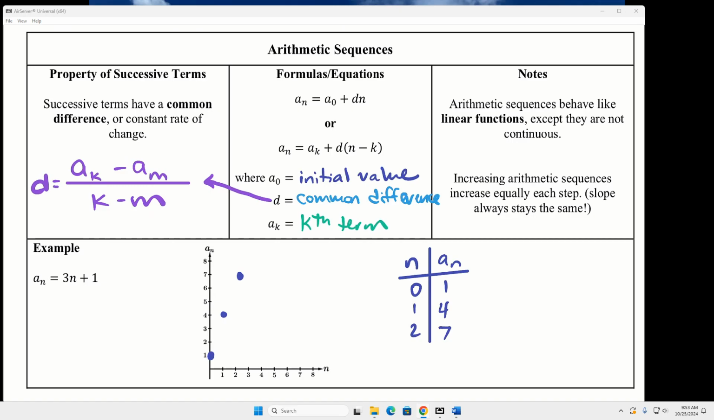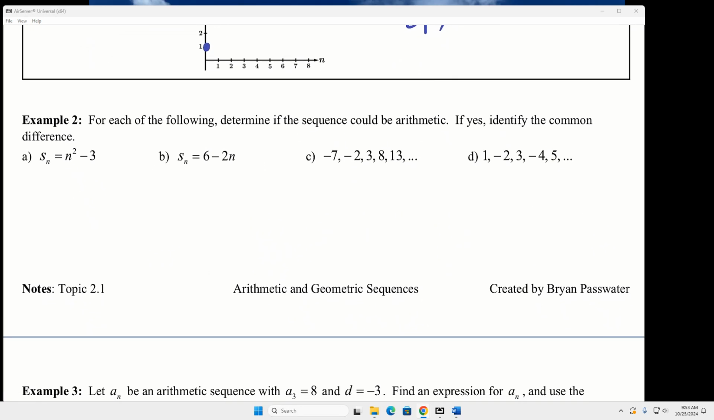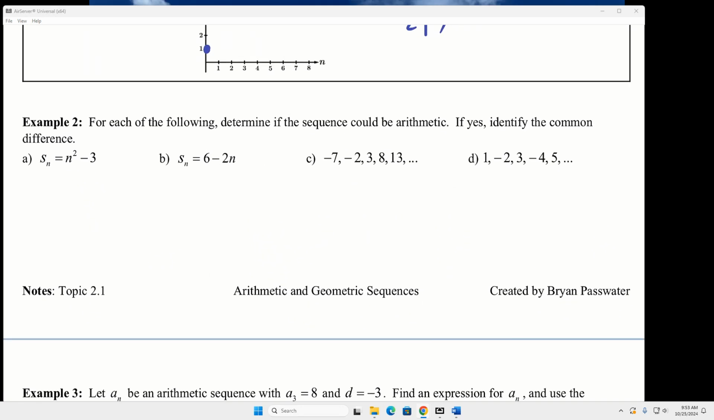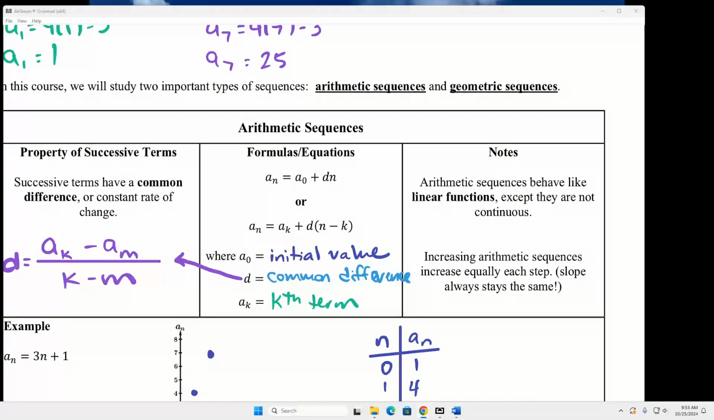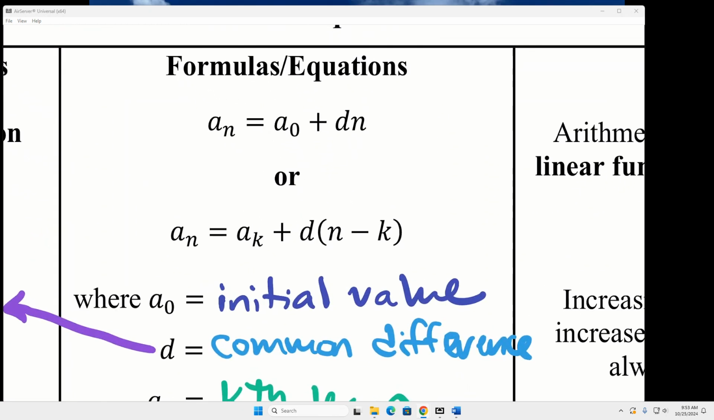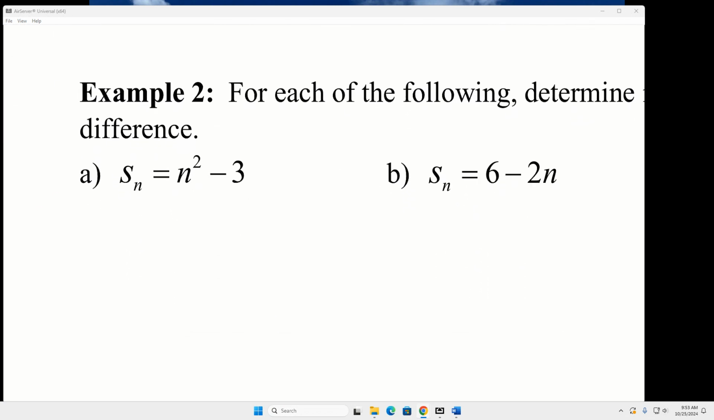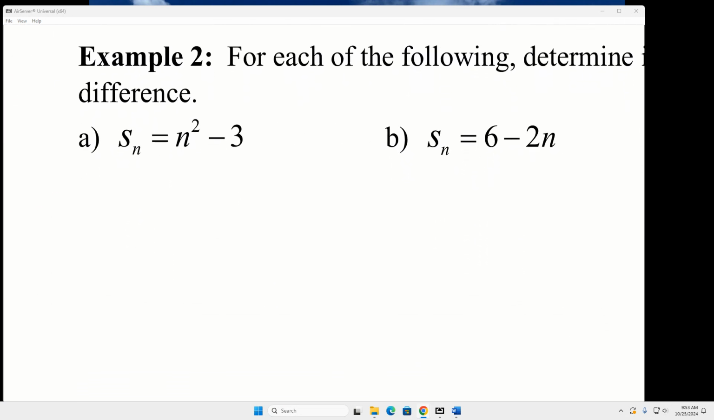Now, something you are going to have to be able to do is look at a sequence in different forms and determine if it is arithmetic. That's what we're going to do on example 2. When it's in equation form, I would typically go back to the ways that you can represent an arithmetic sequence, this way or this way. It's going to have to look similar to a linear function. So if I have n squared, is there any way that is going to be arithmetic? No. So we can just say no and move on.